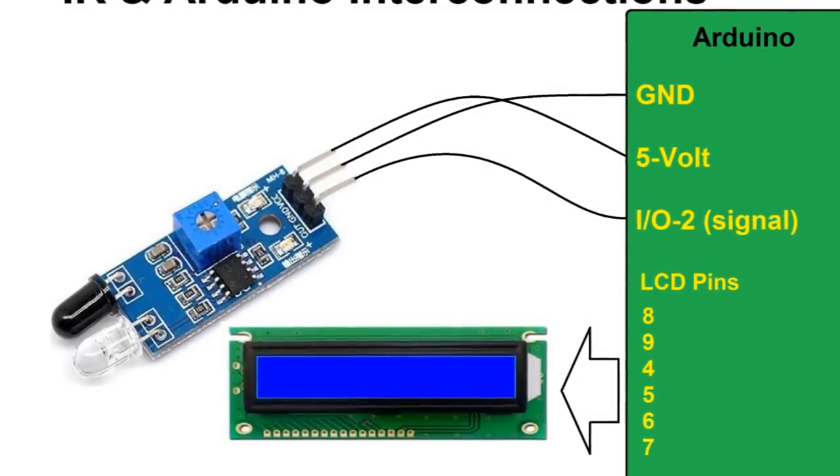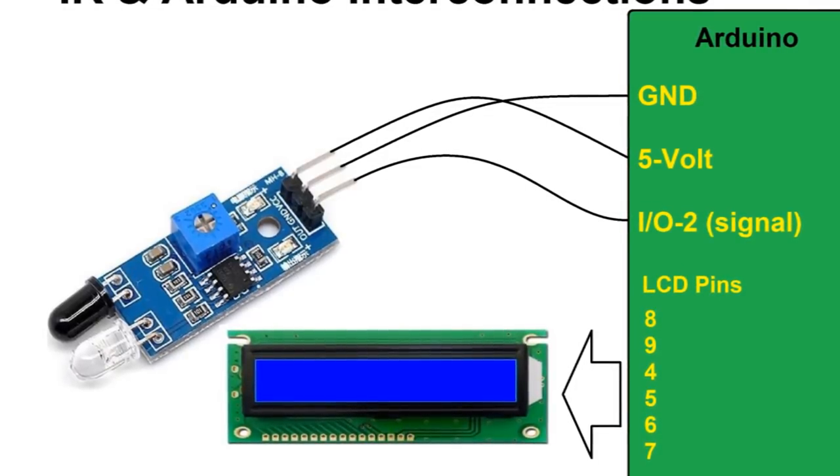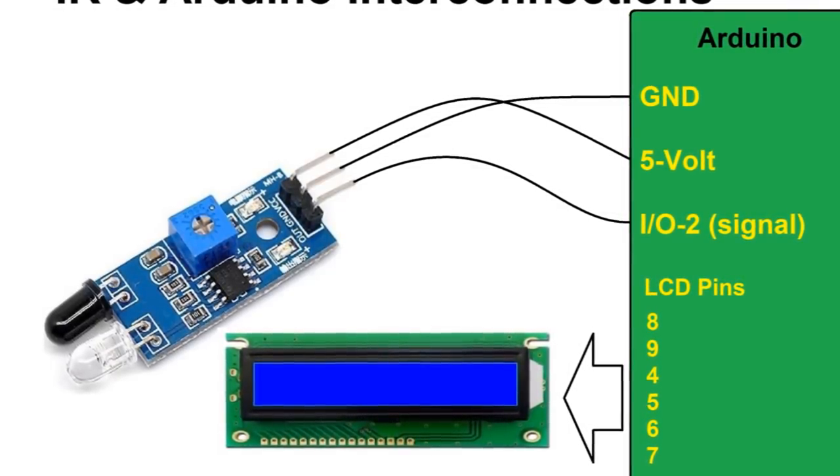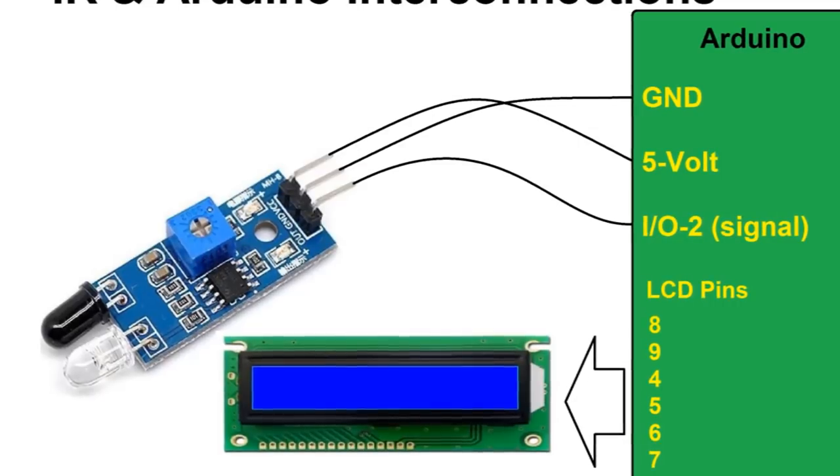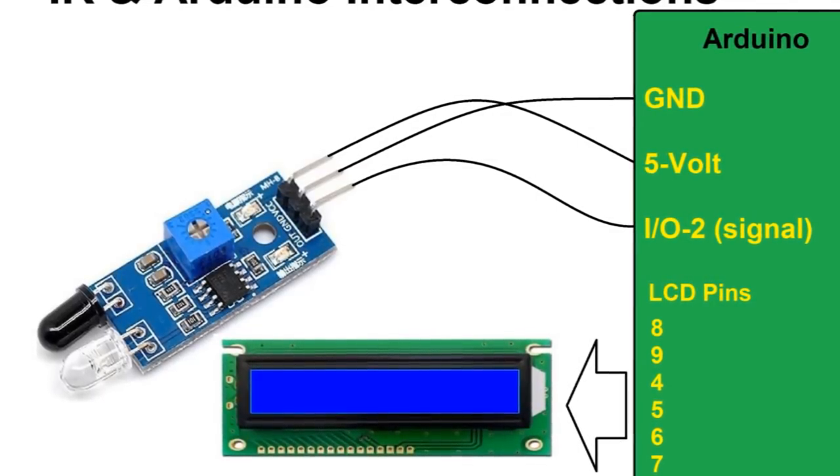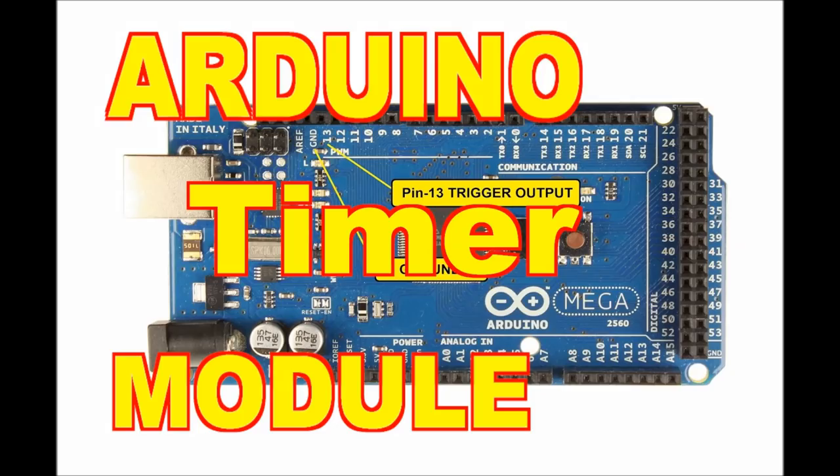And of course, the other modules, 7, 8, 9, and 10, and I believe 4 and 5, those are the ones that run the LCD. Again, we have another video, which is the Arduino timer module, where we explain exactly how to connect the LCD.